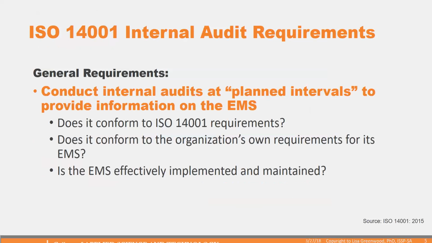So ISO 14001 sets out general requirements for organizations regarding internal audits, as well as requirements for an internal audit program. Under the general requirements, an organization has to carry out internal audits at planned intervals for the purpose of evaluating whether the organization meets the requirements of the ISO 14001 standard, as well as its own internal or additional requirements for its environmental management system, and whether or not its EMS is implemented and maintained in an effective manner. So before we discuss these requirements further, let's have a look at how the terms are defined.